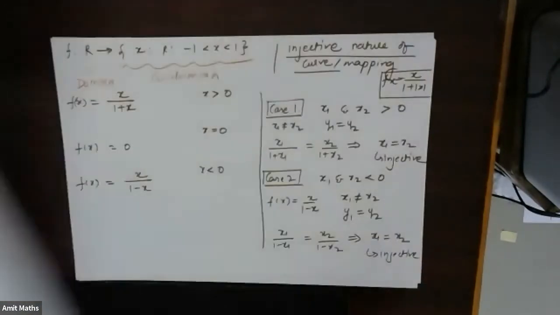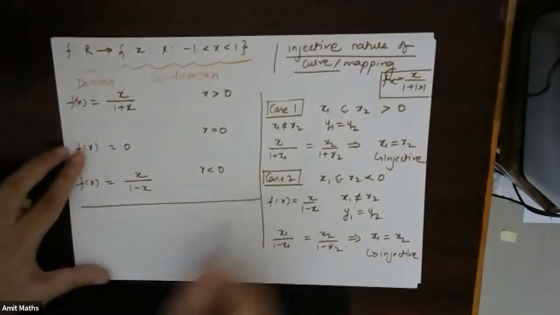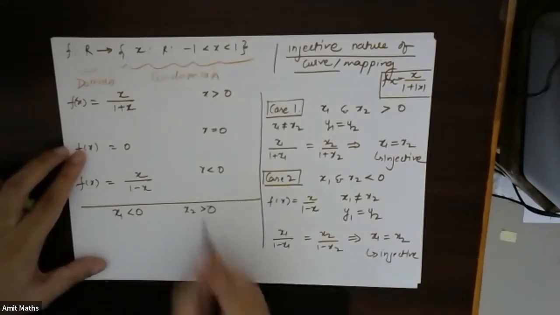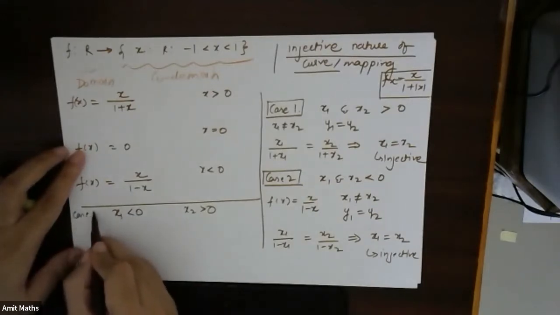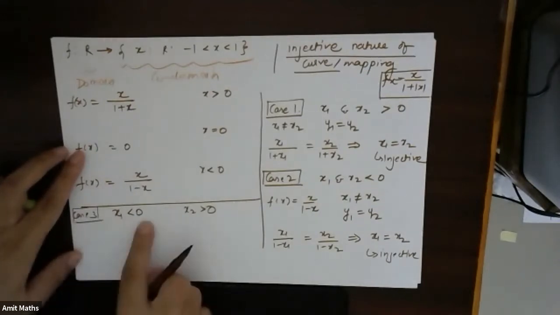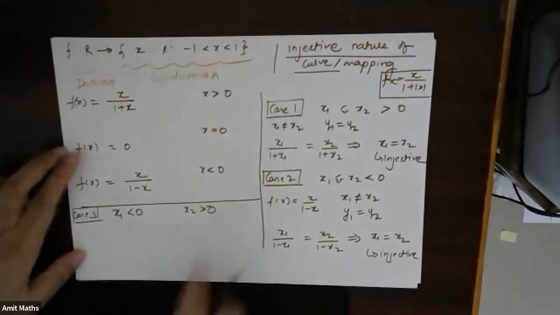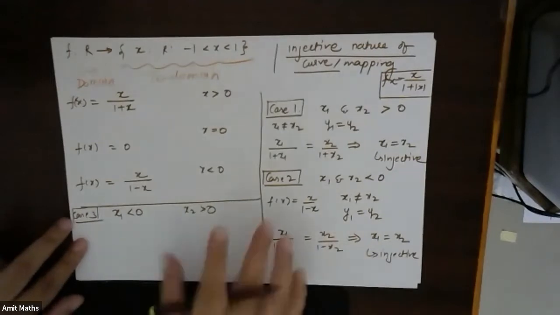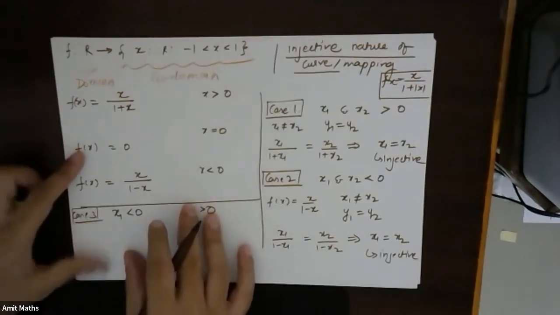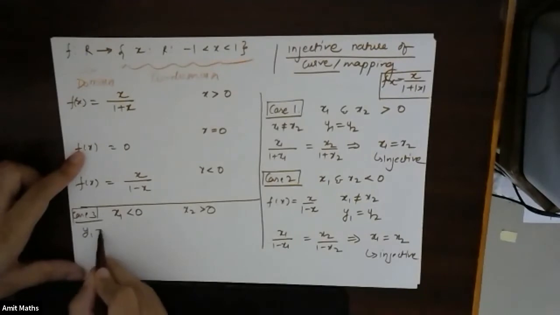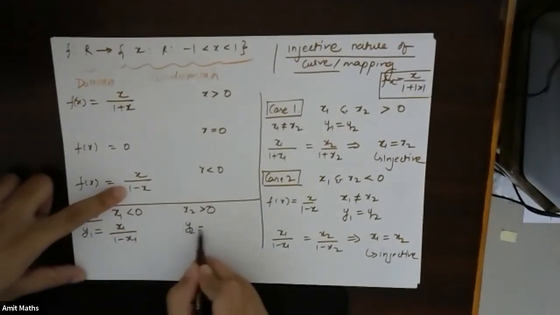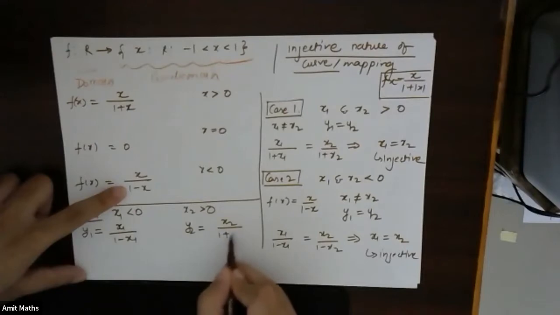Now, what I have to check is if one of the x, x1, is less than 0 and x2 is greater than 0. So this is case 3. One of them, x1, is less than 0 and x2 is greater than 0. Now, to solve it using x1 and x2, I can just check the sign of y. I can get y1 using x1. So y1 will be from this part, x1 upon 1 minus x1, and y2 will be x2 upon 1 plus x2.